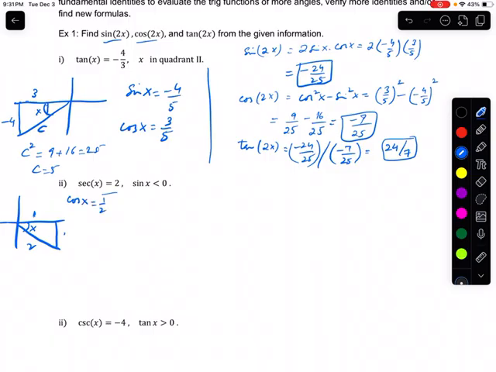So I need to find this side. Let me call it a. It will be negative, by the way. You can see that. So we have a square plus 1 square is equal to 2 square, which is 4. So a square is equal to 3. So a will be equal to negative square root of 3. So I can find out what is sine of x. Sine of x will be negative square root of 3 over 2.